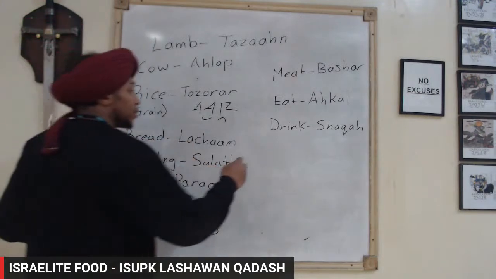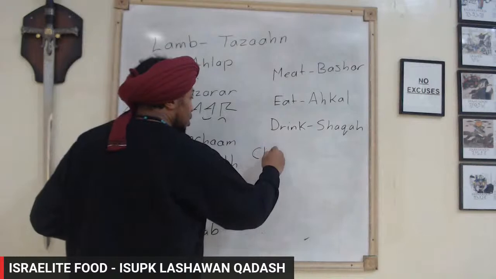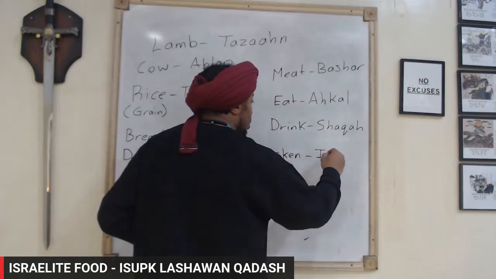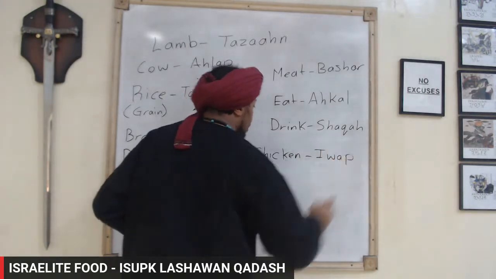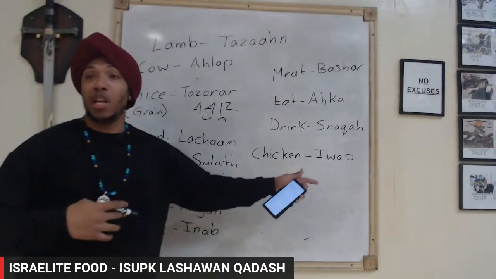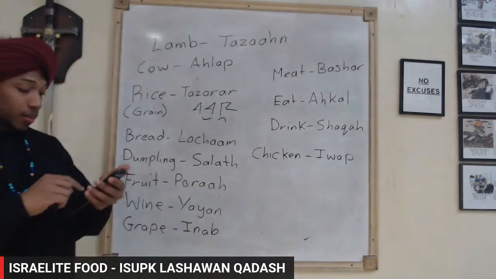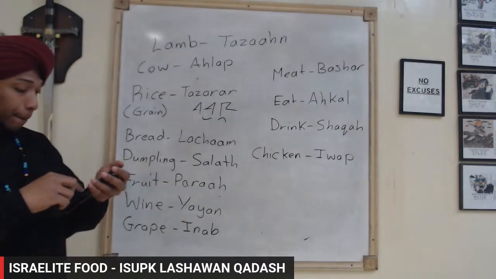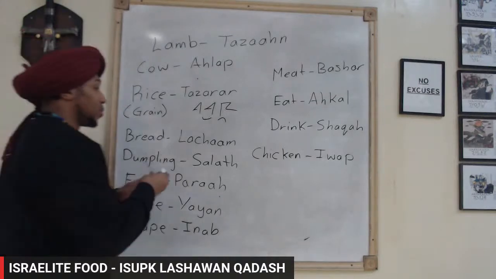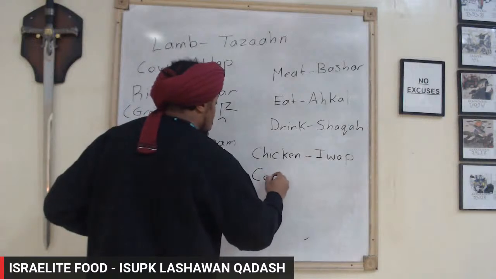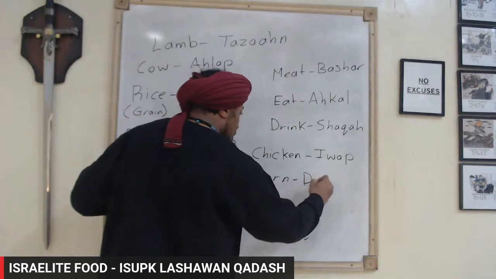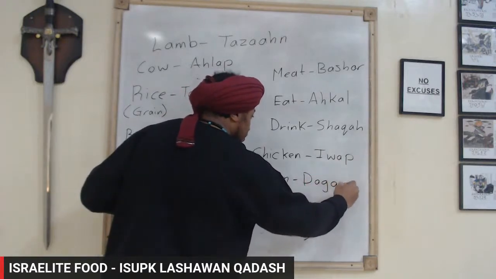Chicken. How can we miss our chicken? Chicken is iwap. Right? Iwap probably just means bird, but that's the bird we eat. Okay. Corn. Corn is dagan.